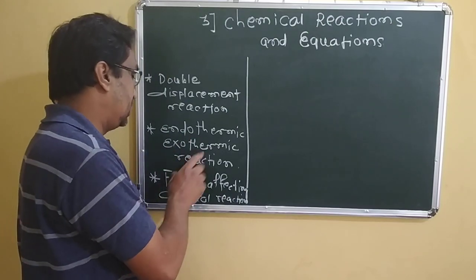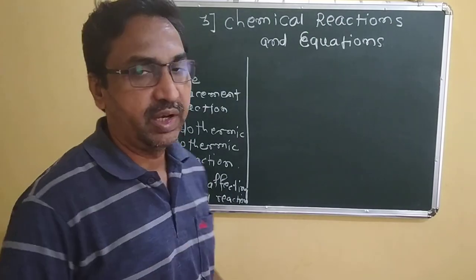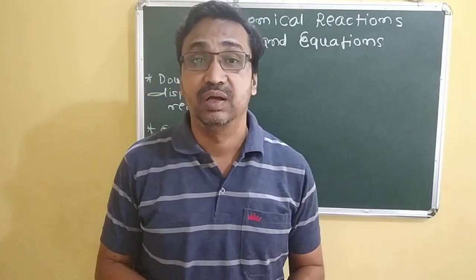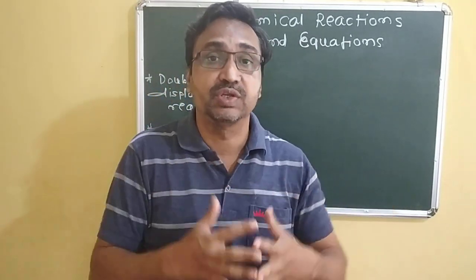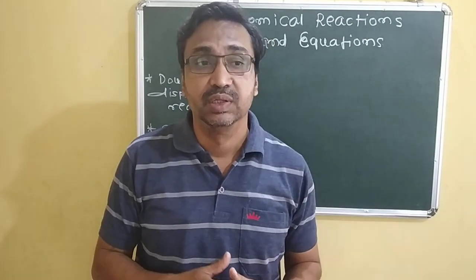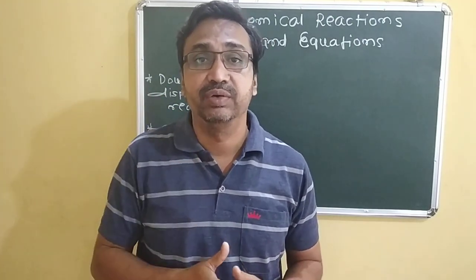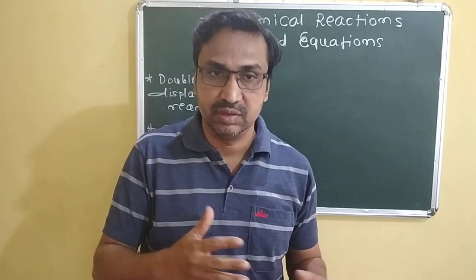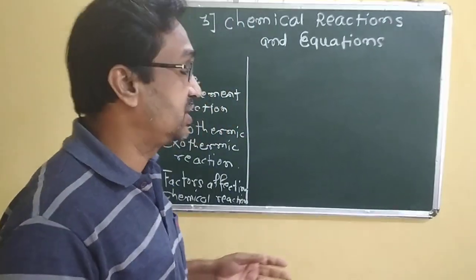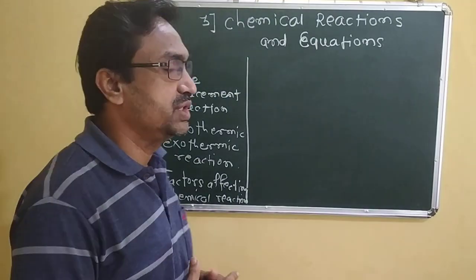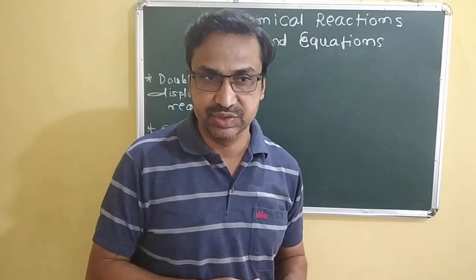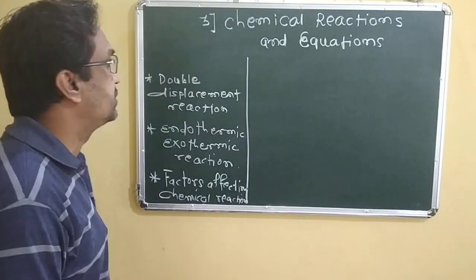After that, the factors affecting chemical reactions. There are 5 factors which can affect the process of chemical reactions. Chemical reactions can be carried out quite vigorously, that means in a faster way, or in a slower way. How it proceeds, which factors it depends on, which parameters are affecting the chemical reactions, these we have to study today.